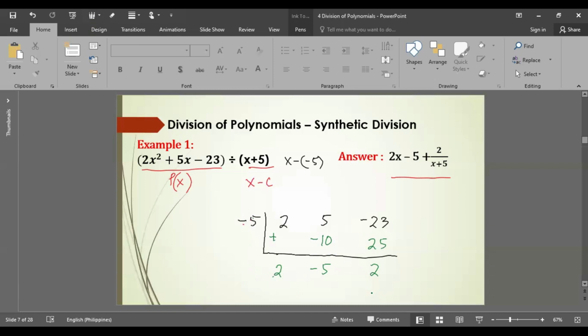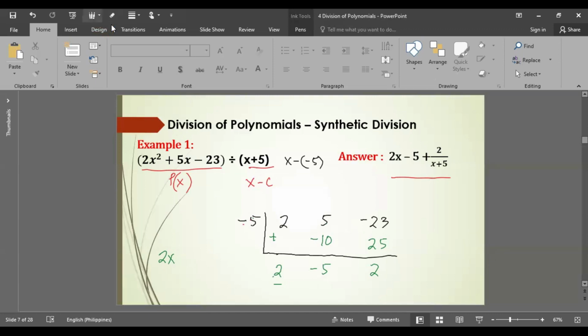How do we now write the final answer? First is, of course, to consider the first value here, which is 2. Then, ang mangyayari niyan, class, syempre, may present na variable. So, we have also to put here variable x. Ang magiging degree ng quotient nyo ay 1 less than the degree of the original function, which is p of x. So, since the degree of your original polynomial expression, or p of x, is 2, what will be now the degree of your quotient? It should be 1. Magiging degree na ng quotient nyo ay 1. So, magsisimula yung pinakamataas na exponent sa sagot nyo sa 1.